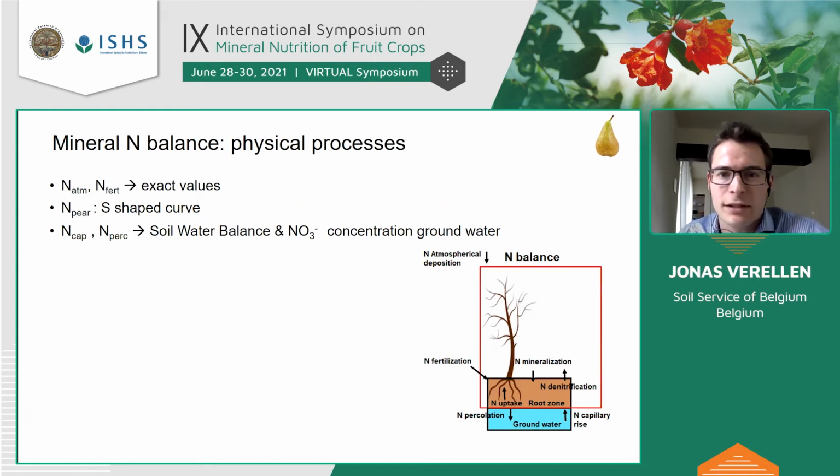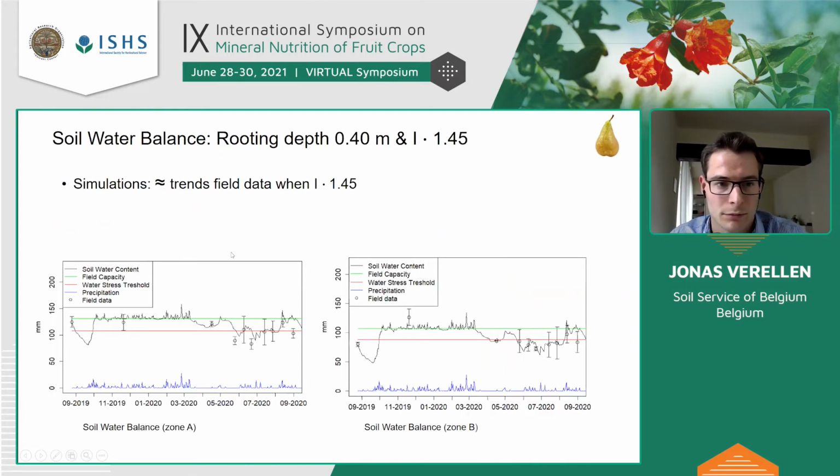For the physical processes, for atmospheric deposition and fertilization, exact values were used. For nitrogen uptake by pear trees, an S-shaped curve was used, and for capillary rise and percolation of nitrogen, the soil water balance and the nitrate concentration of the groundwater were used.